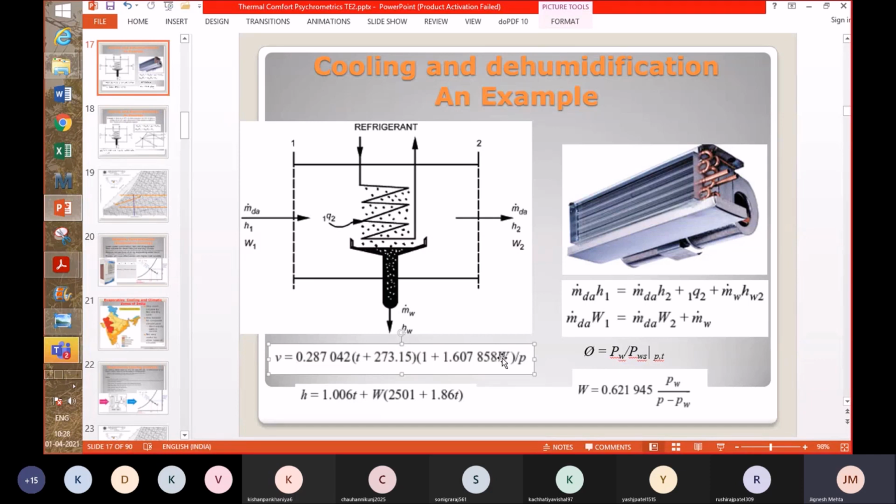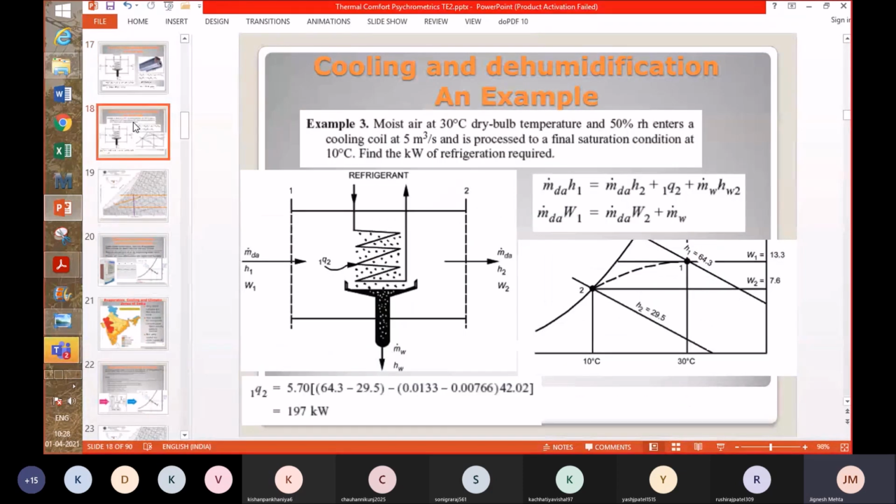So you put this 30 and you have already found W1. So you put your W1 here and total pressure is 101.325. With the help of this, you should get the specific volume. Once you get the specific volume, you divide your volume flow rate 5 by specific volume, which will be less than 1. And because of that, the mass flow rate is coming out to be 5.7 kilogram of dry air per second. That's the volume flow rate, right? So m dot dA in this equation, and this is change of enthalpy.